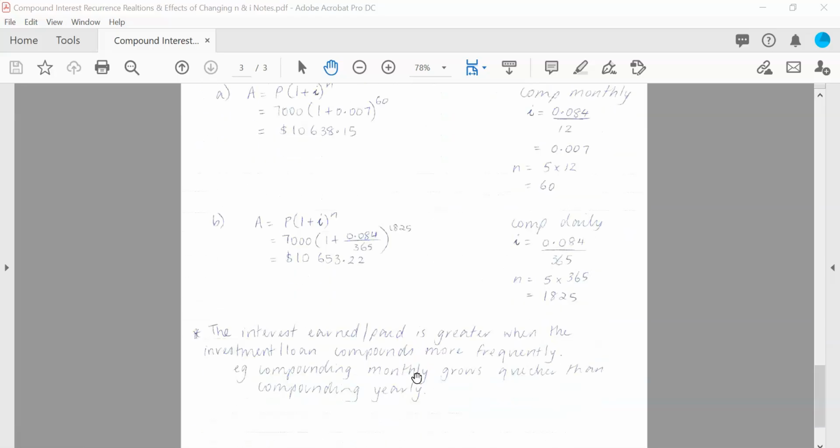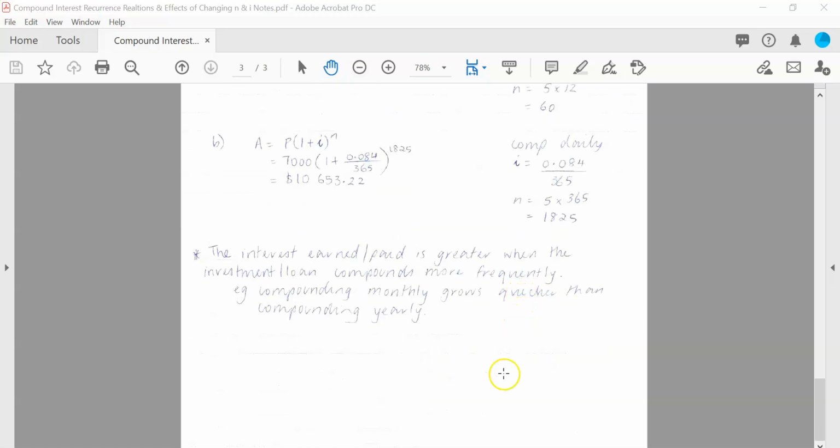So we've got that down here that the interest earned or paid is greater when the investment or loan compounds more frequently. For example, if you're compounding monthly, your investment or loan is going to grow much quicker than if you're compounding yearly. That's the end of the work for the first lesson, which is our review lesson.